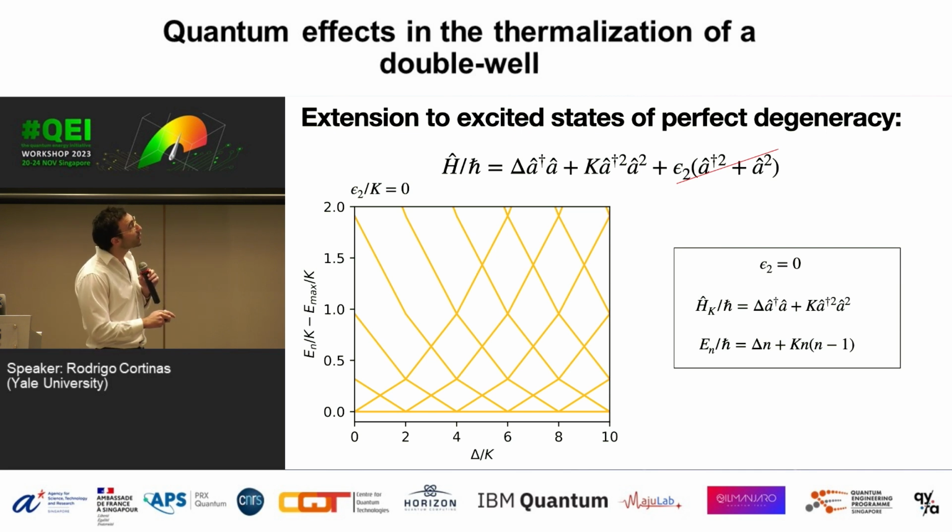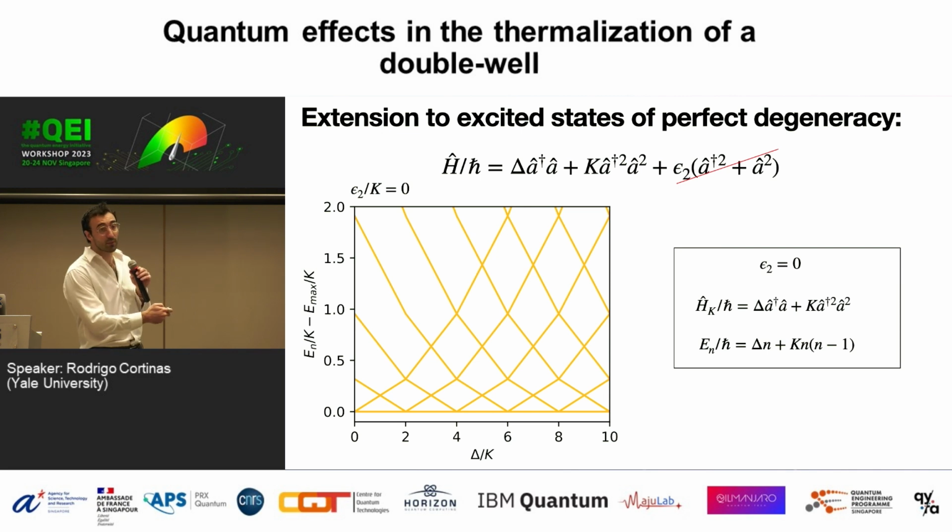But now I'm going to turn on epsilon 2. And you should very clearly see that epsilon 2 preserves parity. Essentially it creates photons in twos and removes photons in twos. So if I have an even-odd crossing, it will remain a crossing. And if I have an even-even crossing, it will become an anti-crossing.